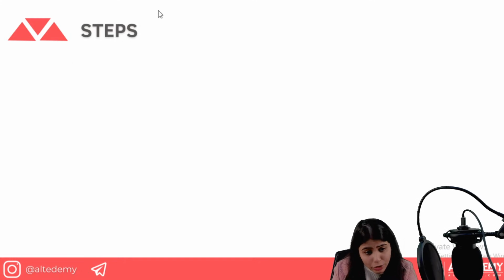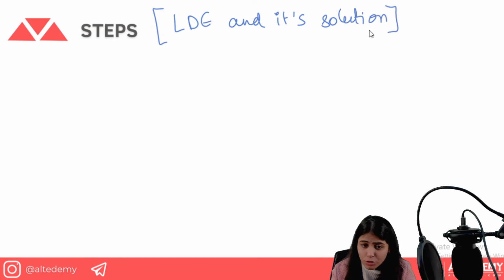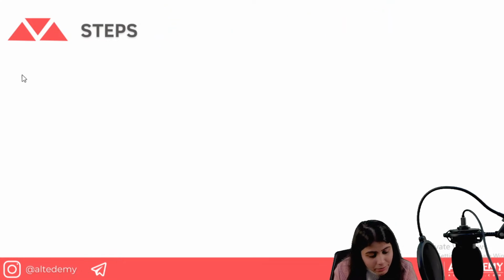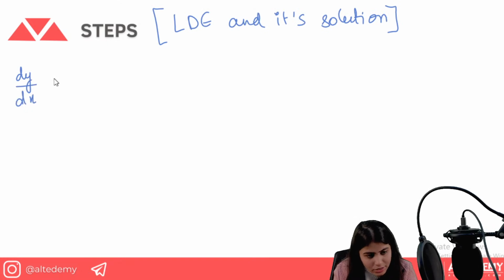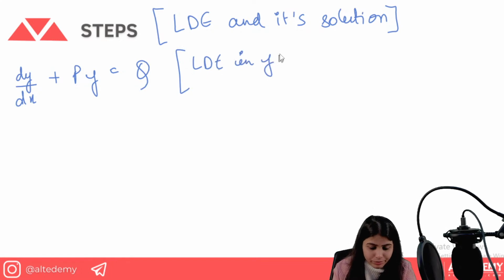So we will be talking about the linear differential equation, and its solution. So we took the solution of variable separation. I gave you an example of homogeneous, that is, an equation which cannot be separated in the form of variables. Now talking about LDE, for example, we have this equation, dy by dx plus py is equals to q. What is this equation called? This equation is called a linear differential equation in y.